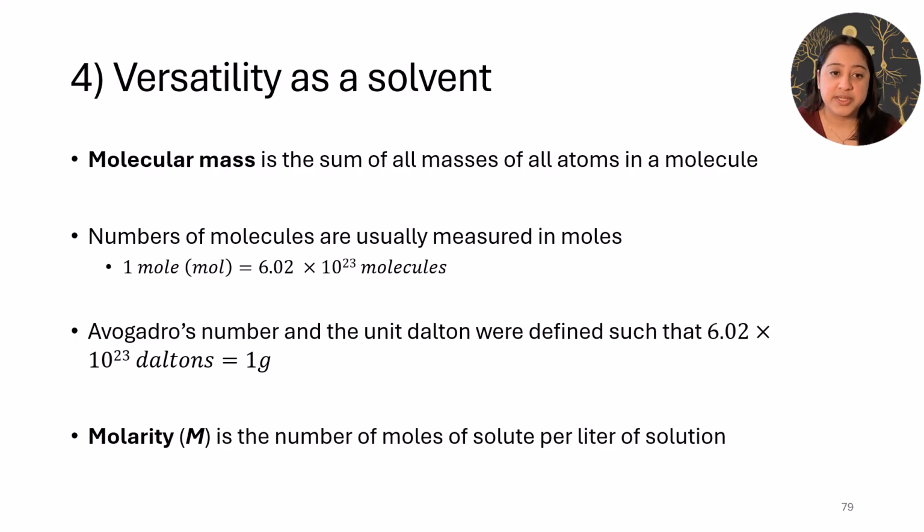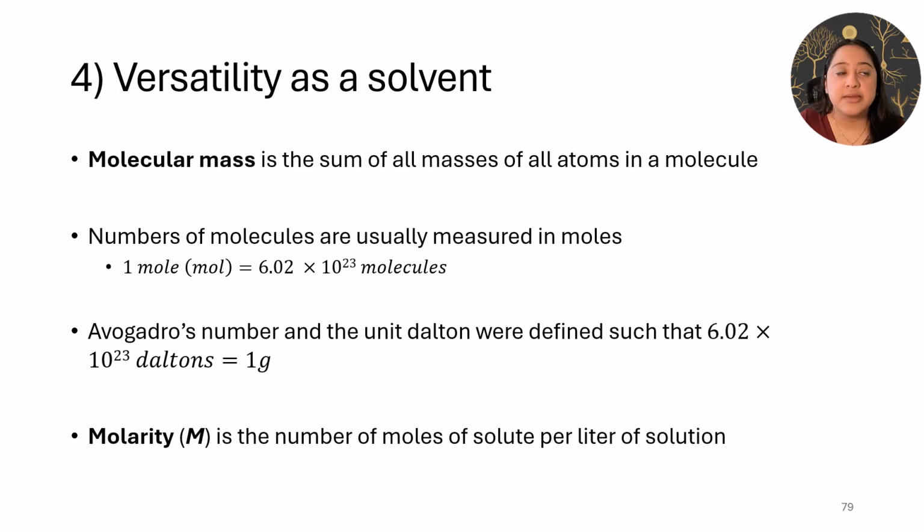So just to cover it quickly, the molecular mass is the sum of the masses of all atoms in a molecule. In a molecule, you can have more than one kind of atom, remember? Like H2O, there's 2 hydrogen atoms and an oxygen atom. So the molecular mass would be the mass of all those atoms in that molecule of water.